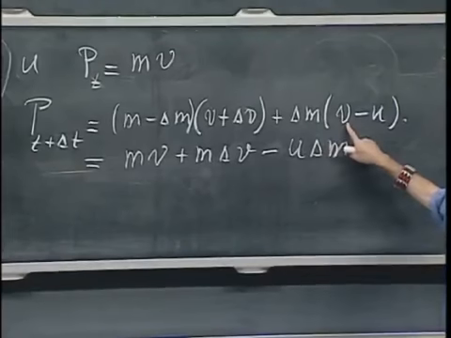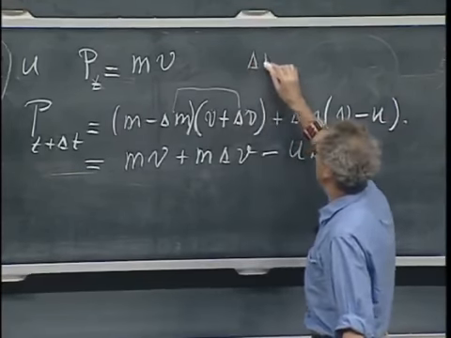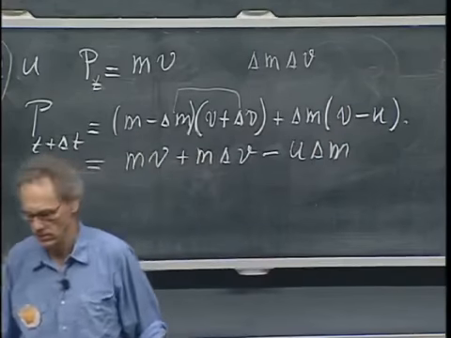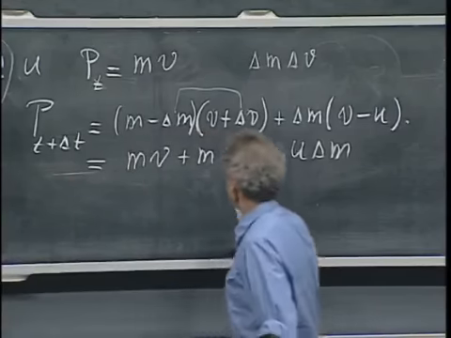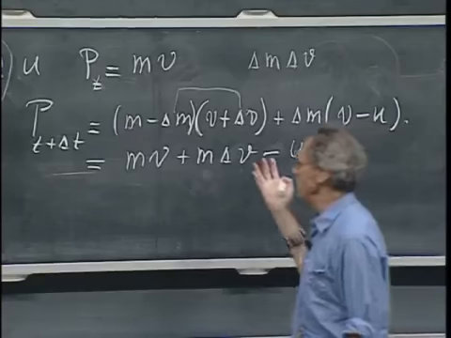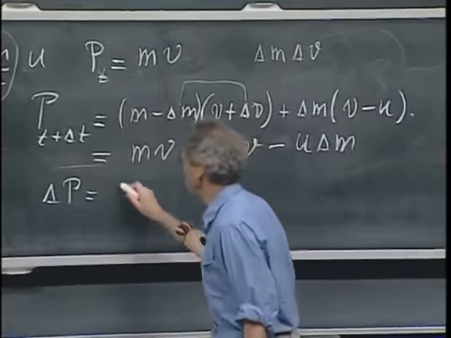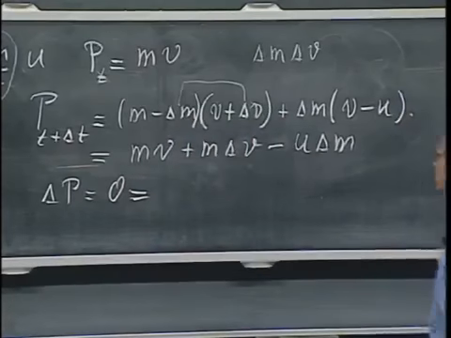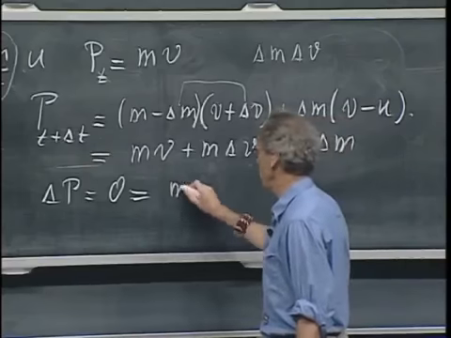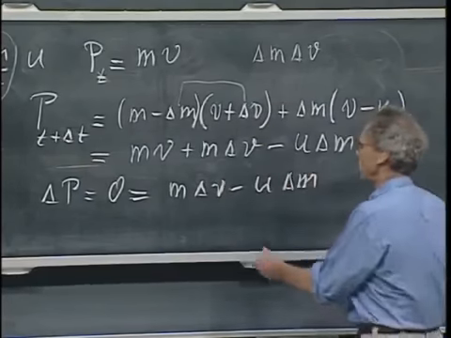And the delta m v here cancels minus delta m v here. And this term, delta m delta v, is the product of two incredibly small numbers. I ignore that. So this is the momentum at t plus delta t, and this is the momentum at time t. And so the change in momentum, delta p, which must be 0, because momentum is conserved, is m delta v minus u delta m. m delta v minus u delta m.